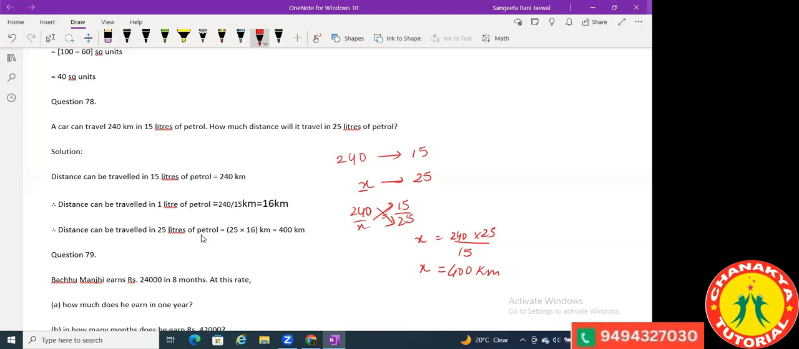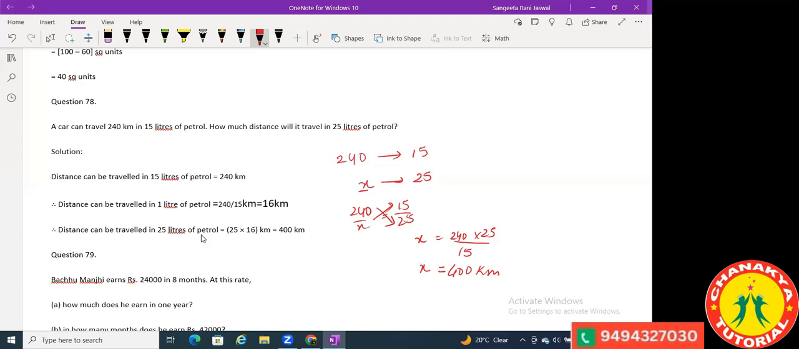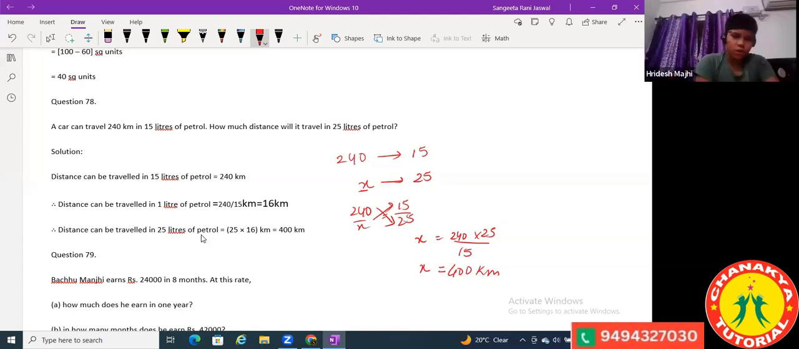Hurry up. Teacher, a car can travel 240 kilometers in 15 liters of petrol. How much distance will it travel in 25 liters of petrol? Hurry up, I'm giving you 1 minute. First, we take 240. We take 240 by x. 15 liters, so liters also we will take on the other side.